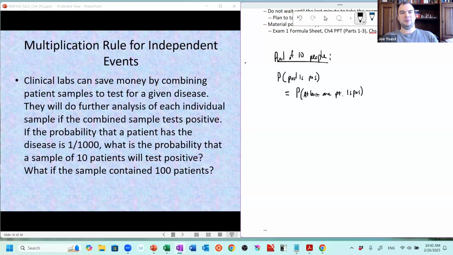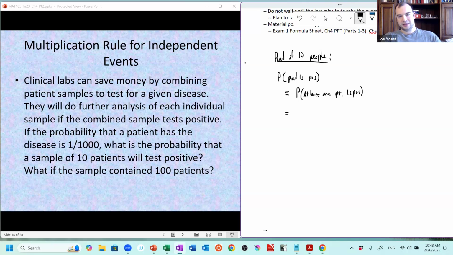If I think of there being 10 patients, and I label them, say, patient 1, patient 2 through patient 10, there are a lot of ways that at least one patient can be positive. Maybe patient 1 is positive, everybody else is negative. Maybe patients 2, 4, and 6 are positive, everybody else is negative. Maybe all 10 patients are positive. I really don't want to deal with all of those different scenarios.